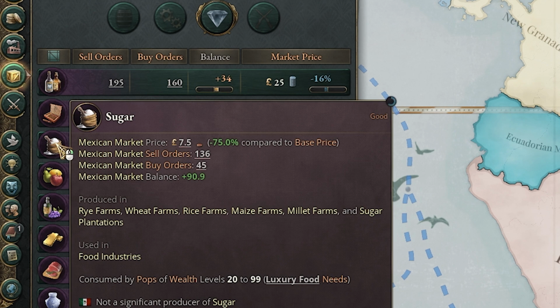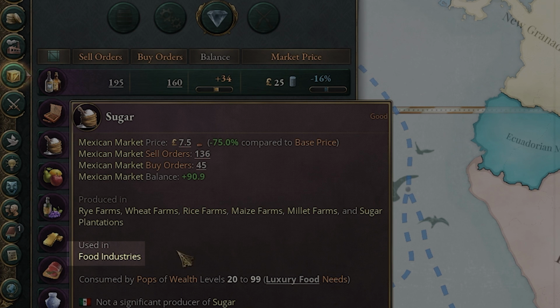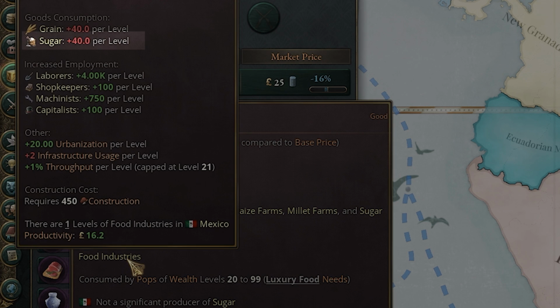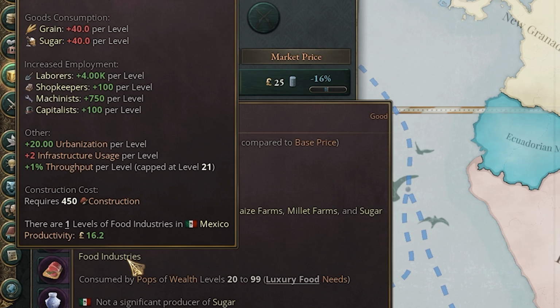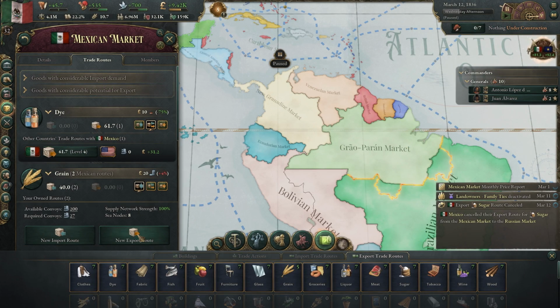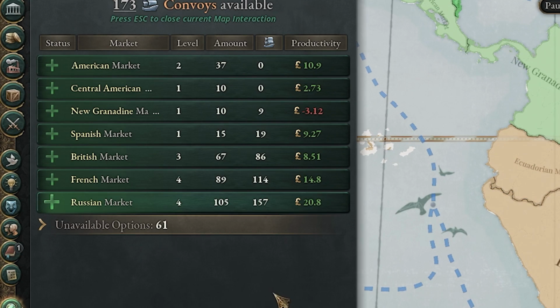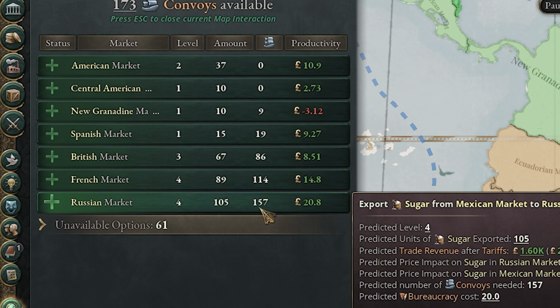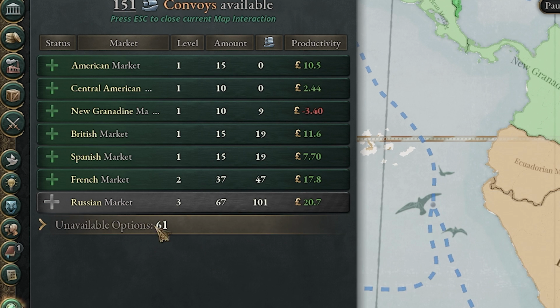What we could do is hover over this, and the first thing we could look at is what buildings use it. For example, food industries need sugar. So if we build some food industries, we can start using some of that sugar, and that should drive the price back up. Another quick temporary solution is to export some of your sugar. We could export to the Russian market. Once this levels up completely, they're going to want 105 sugar, which is great. And we could actually make some money on tariffs if we wanted to.